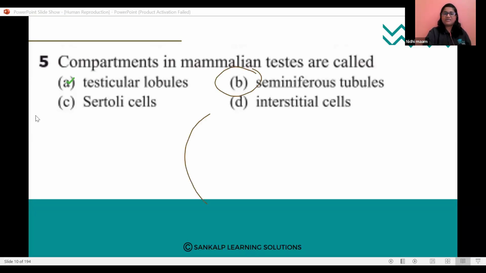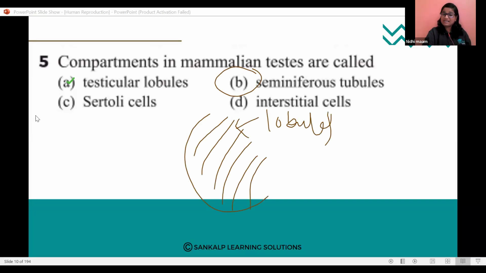When we see the cross section of a testis, the testis is divided into compartments which are called lobules. Inside the lobules, there are convoluted tubes, winded, coiled tubes, which are called seminiferous tubules.